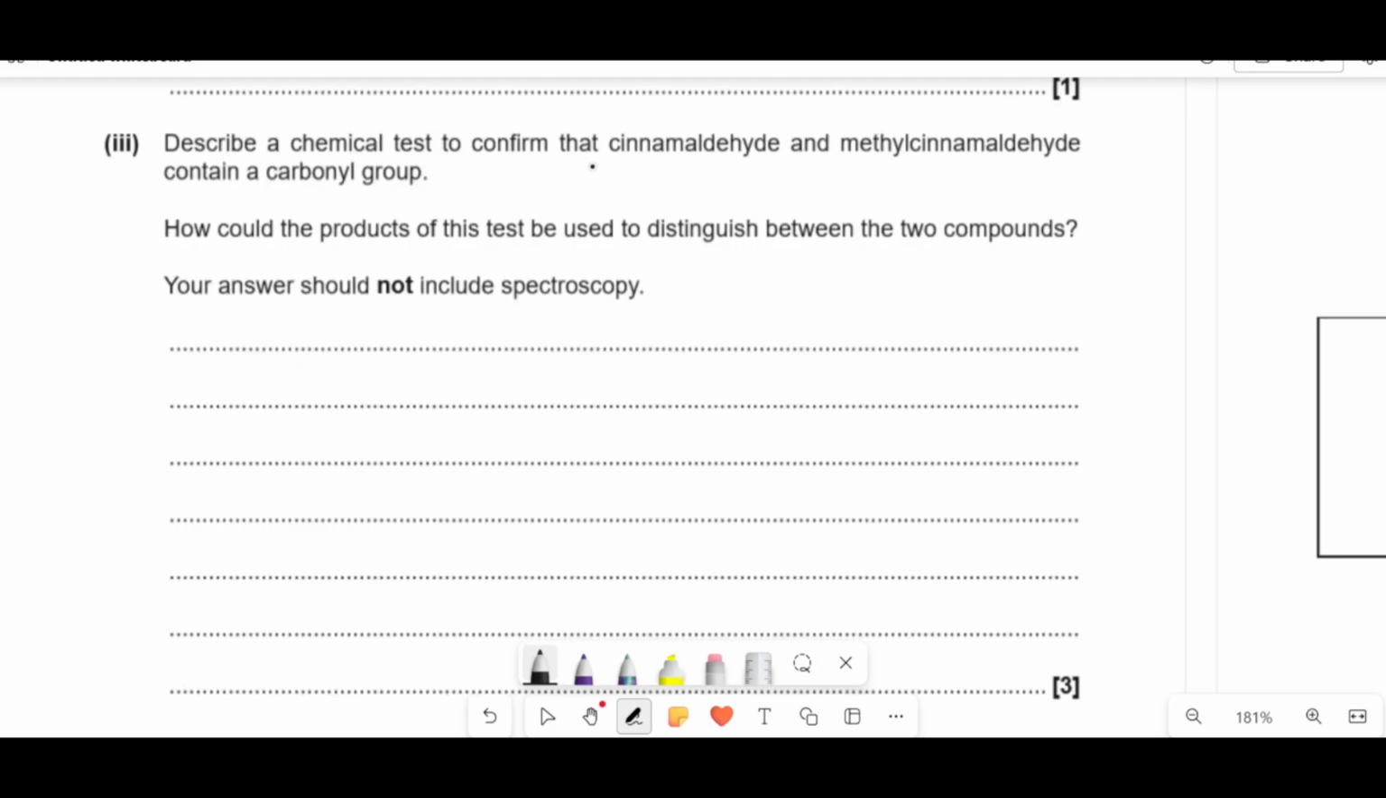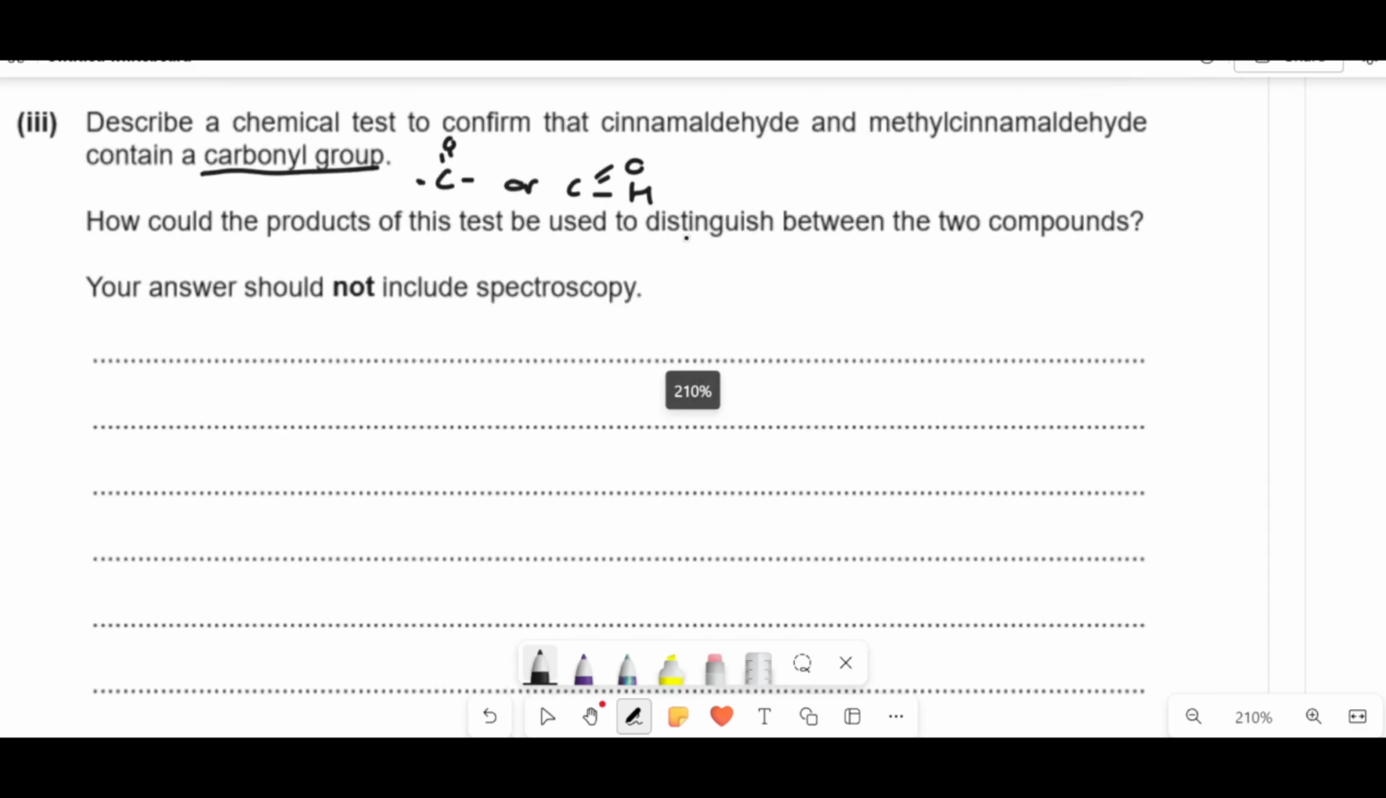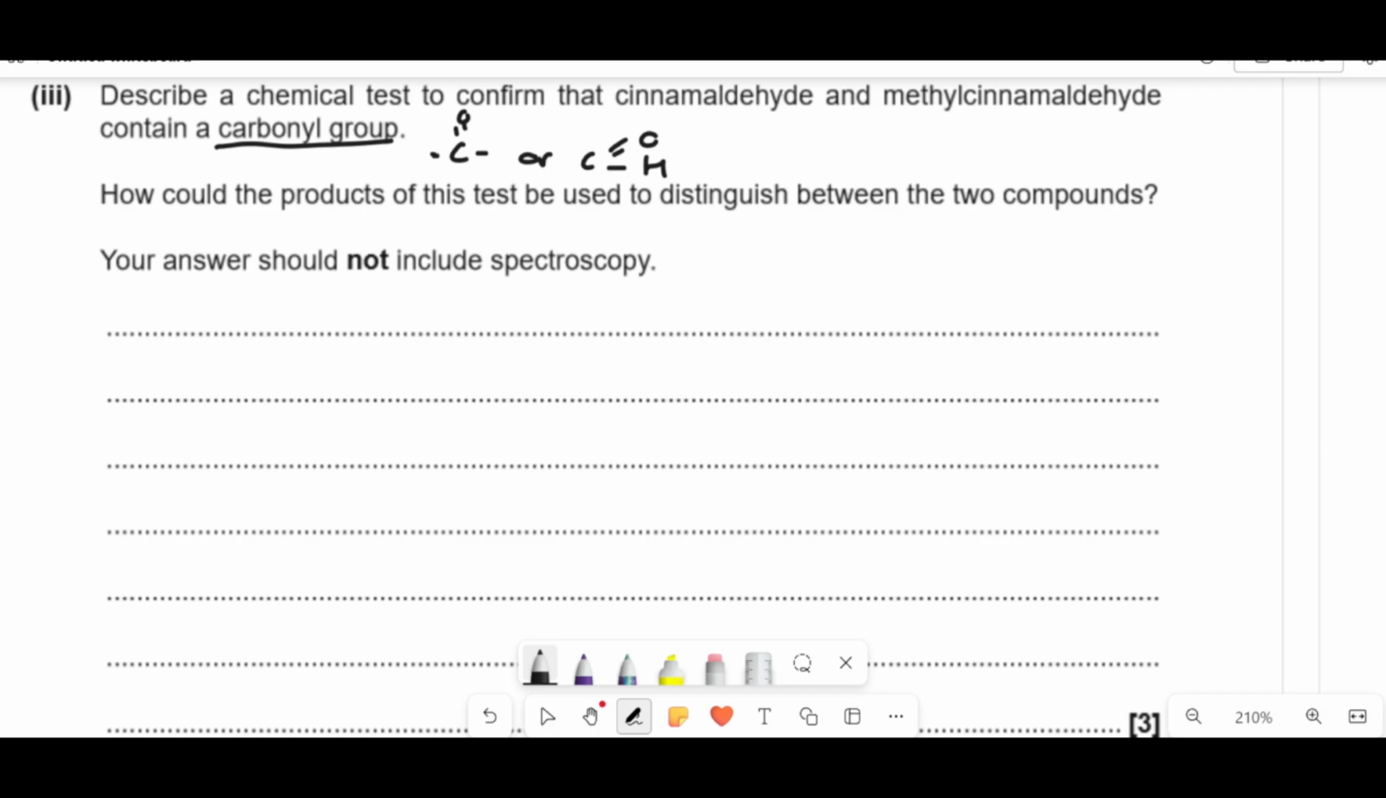Now it says, describe a chemical test to confirm that cinnamaldehyde and methyl cinnamaldehyde contain a carbonyl group. How could the products of this test be used to distinguish between the two compounds? Your answer should not include spectroscopy. So this is different. Now we're looking for a carbonyl group, which is where you've got a C=O. It doesn't matter whether it's a ketone or an aldehyde, right? So what it's asking is, how can you test for these two, and then what can you do to distinguish between the two of them that isn't what we just said above?